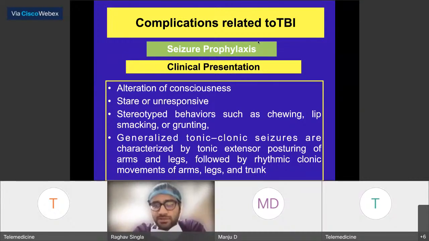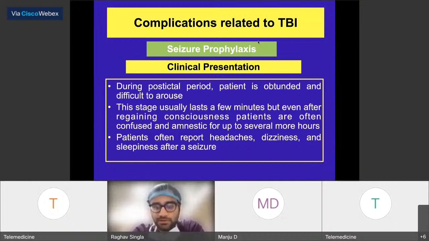Following the seizure episode, these patients have a prolonged postictal period in which they are difficult to arouse, and they may be more drowsy than in their pre-ictal period. This may last for a few minutes or much longer in some of these patients. For patients who were conscious prior to these seizures, we may see that they are significantly confused in the postictal period, and they may report headaches, dizziness, or they are drowsy and want to sleep a lot.